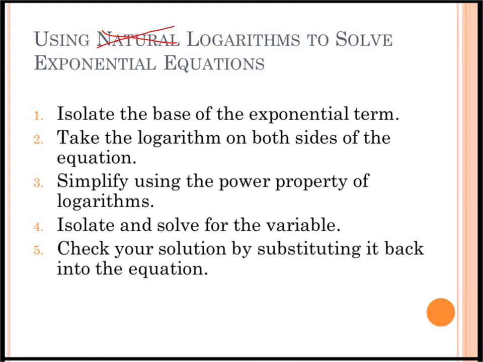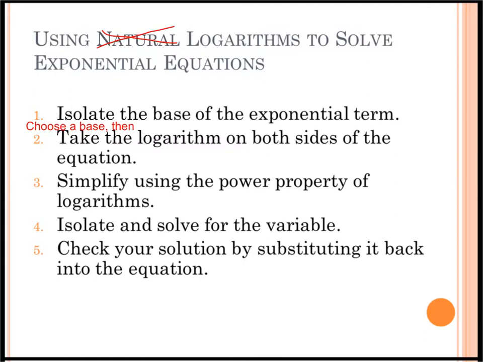One of the first things that we're going to do is isolate the base of the exponential term. That's going to be our first goal. Sometimes it's already isolated, but if it's not, we might have to subtract a number or divide or something like that. Then we have to choose a base. So you should probably write that in there. We want to choose a base, then take the logarithm on both sides of the equation. Anything we do to one side, we have to do to the other. And then we're going to simplify using the power property.